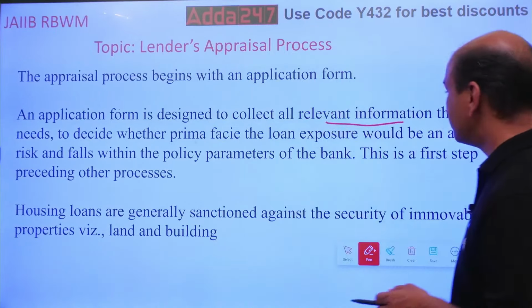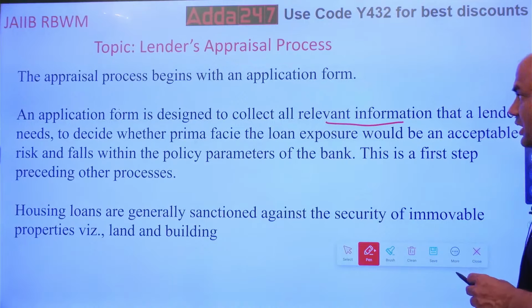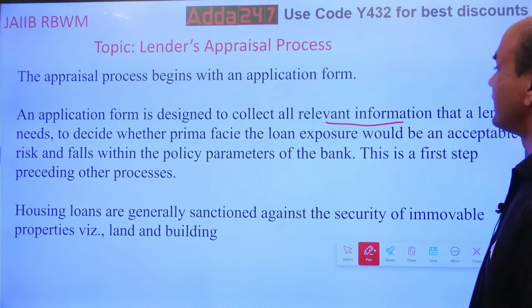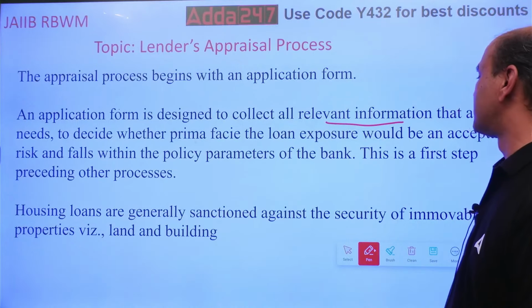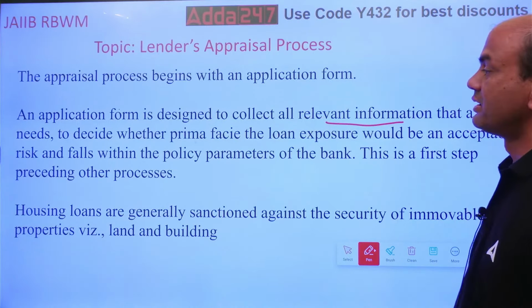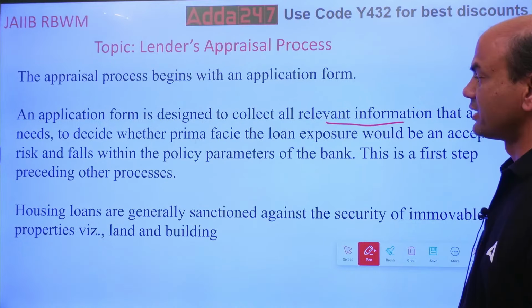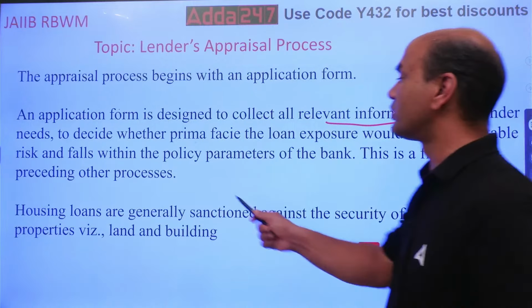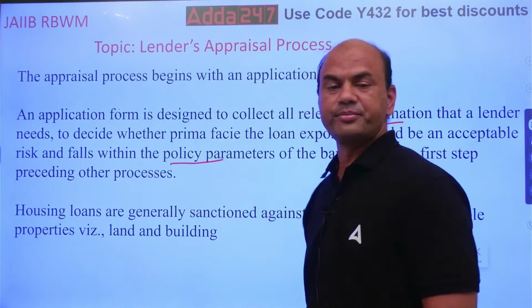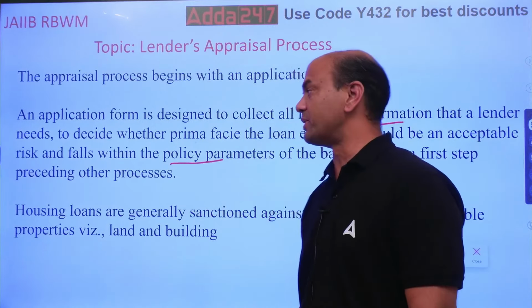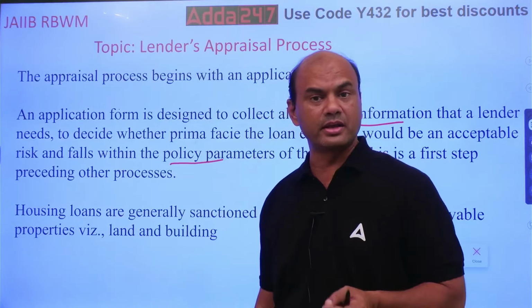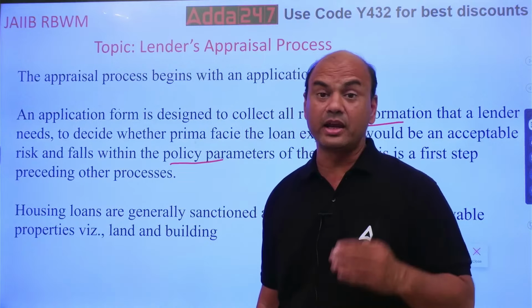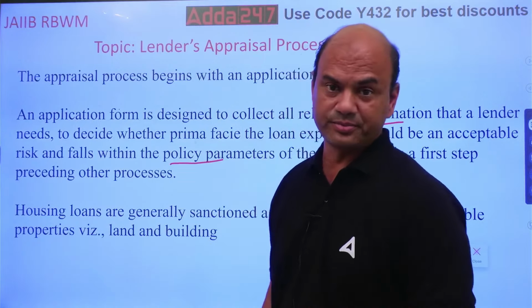So next, relevant information that a lender needs to decide whether prima facie the loan exposure would be acceptable risk and falls within the policy parameters of the bank. So see, this important part over here is policy parameters. What do you mean by this policy parameters? Here, whichever loan you give, you have a loan policy in the bank. Kindly check in your bank also and remember it for your JAIIB exam also.